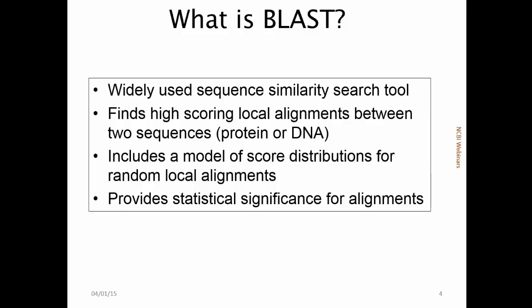BLAST includes a model of score distributions for random local alignments. And so because of that, we can tell if our alignments are different than what we would expect by chance. So it provides some kind of statistical significance for our alignments. Let me come back to that point in just a second.